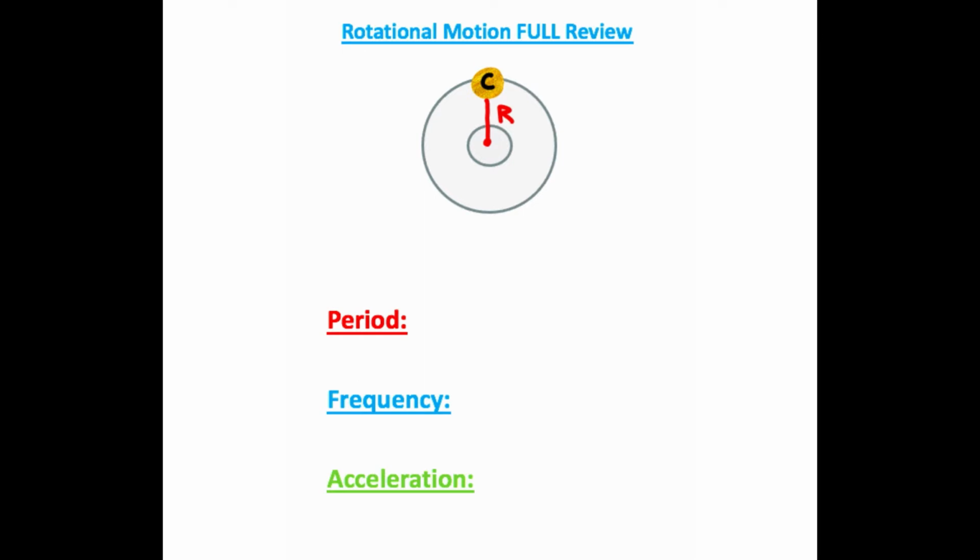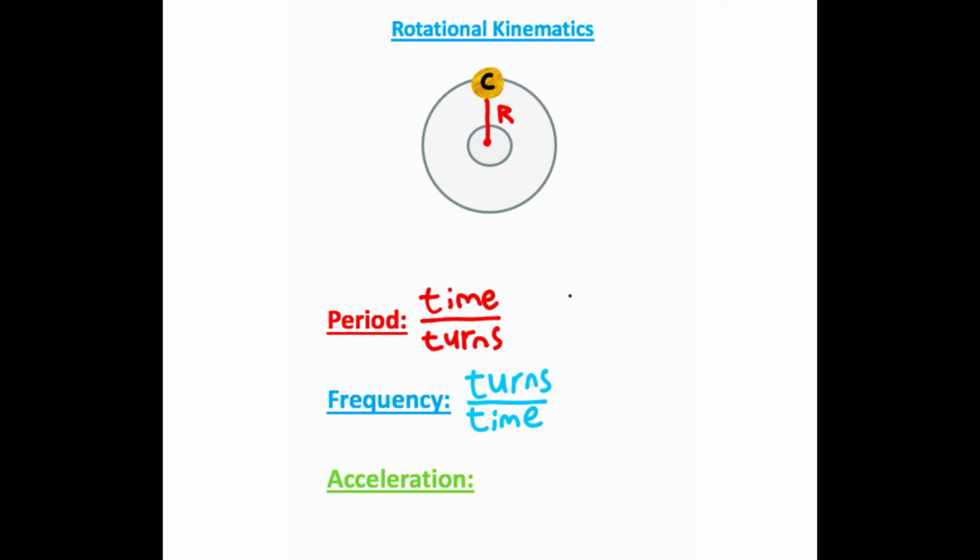So to calculate the period, what you want to do is take the amount of time over your turns. Period is a unit of time. Now frequency is just going to be the inverse of period, because notice this is turns over time, where this is time over turns. Acceleration, you need to have your tangential velocity, and you need to square it, and then divide it by the radius of your circle.